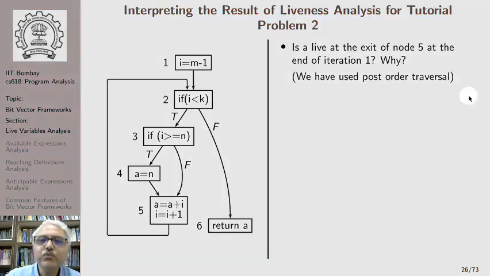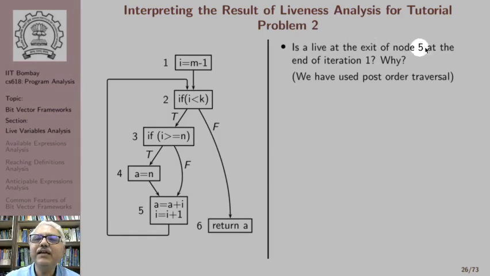And the first question is: is A live at the exit of node 5 at the end of iteration 1? So we're asking, is A live at this program point at the end of iteration 1? The answer is that A is not live at the end of iteration 1, because in order for A to be live, it will need the value from node 2. But when we visit node 5, node 2 has not been visited. We have only visited node 6. So the answer to this is no. We have used post order traversal, and A is not live at the end of iteration 1.